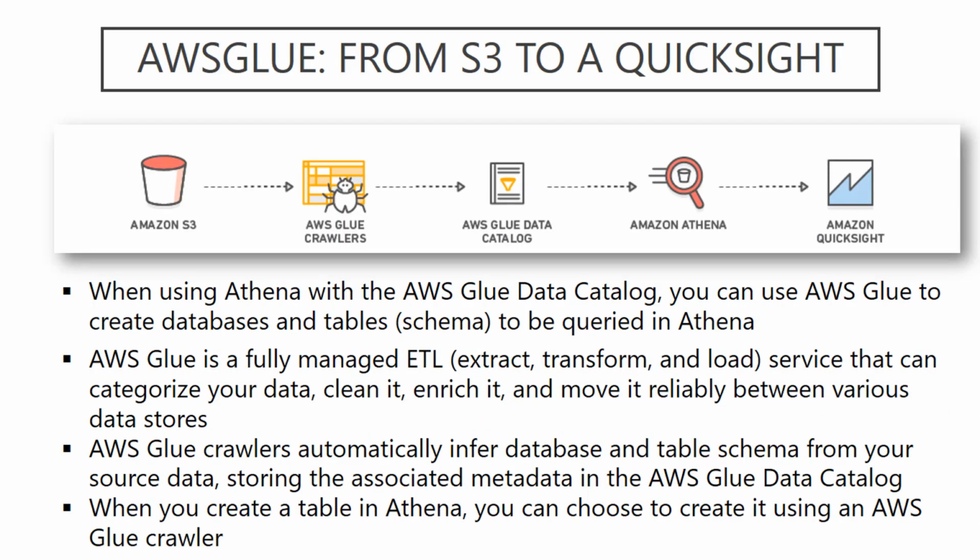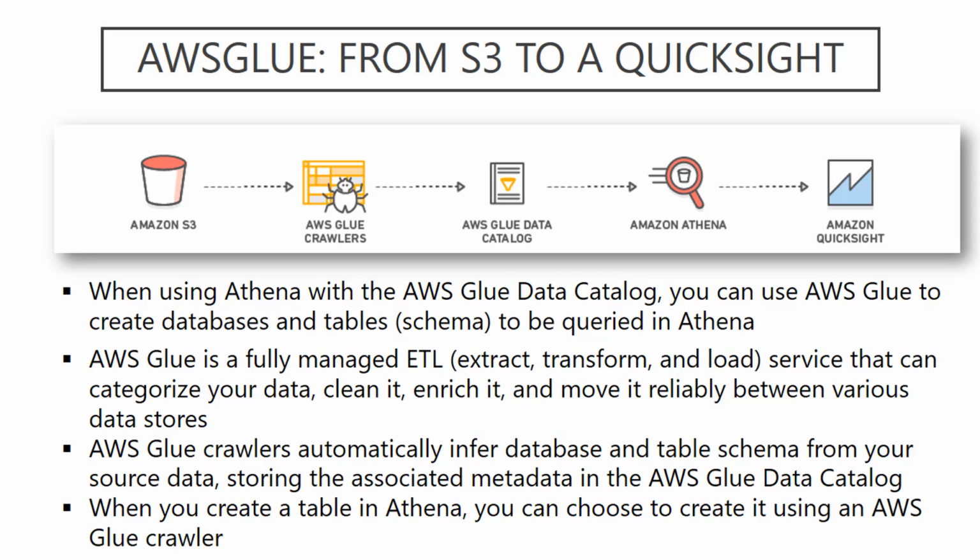So from S3 to QuickSight, right? When using Athena, just a small workflow here: AWS Glue is integrated out of the box, and you can use it to create databases and table schema. Glue is a fully managed ETL that can categorize your data, clean, enrich it, and then move it reliably between various data sources. Crawlers can automatically infer databases. You can also create manual databases, by the way, so it's not that everything is automatic. You can feel free to create manual databases in AWS Glue.